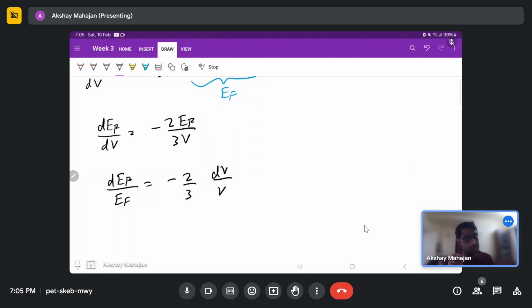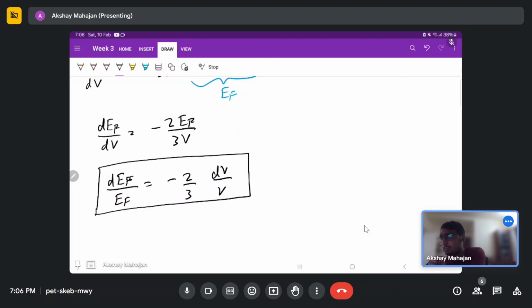Okay, so this is the small increase or decrease, whatever the small change in EF divided by the value of EF. That will be equal to minus 2 by 3 times whatever the change dV in the volume divided by V. Okay, so this is the relation that we have derived. Alright, and then we have to find beta here.